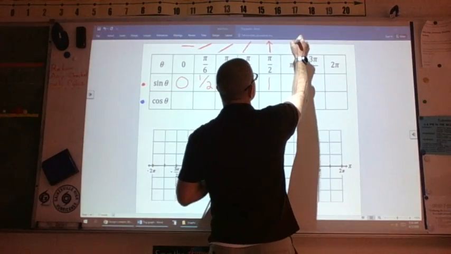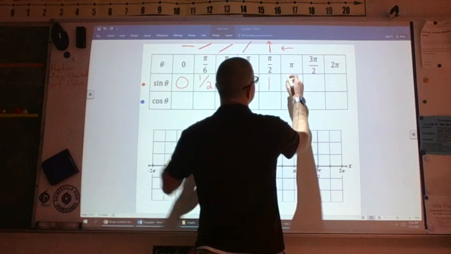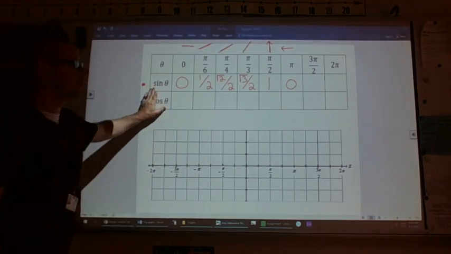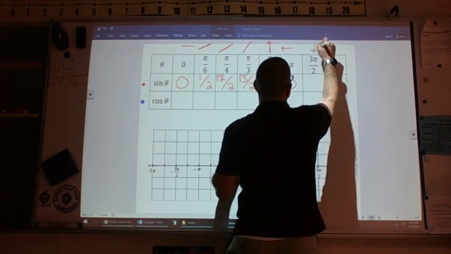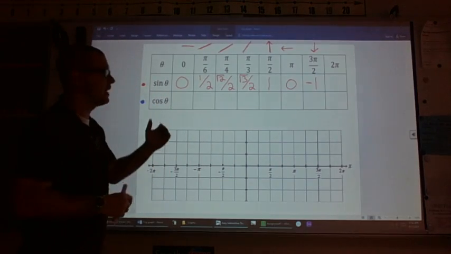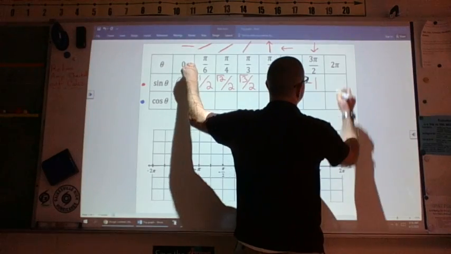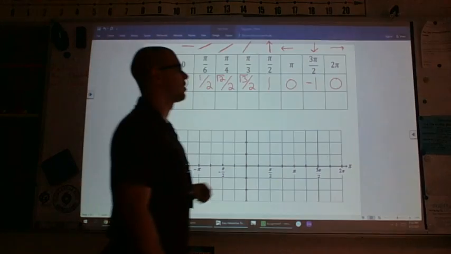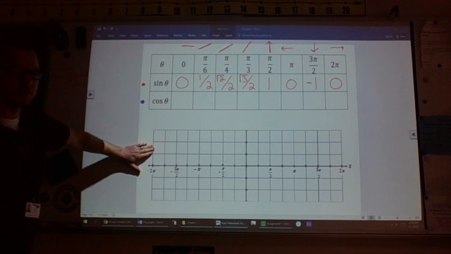Pi is 180 degrees, so straight to the left. It is 0, because although it is to the left, it has no vertical part. 3 pi over 2, 270 degrees, is going straight down on the unit circle, so that is -1. And 2 pi brings us all the way back to the beginning of the unit circle. It is 0. So those are going to be our coordinates for sine. And we're going to graph those in just a second.